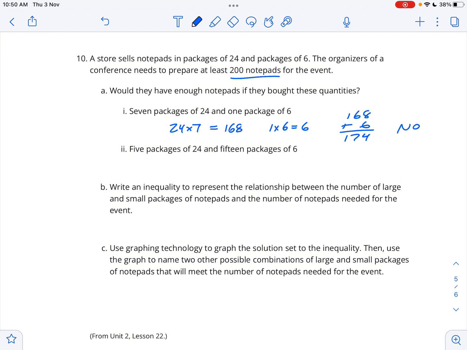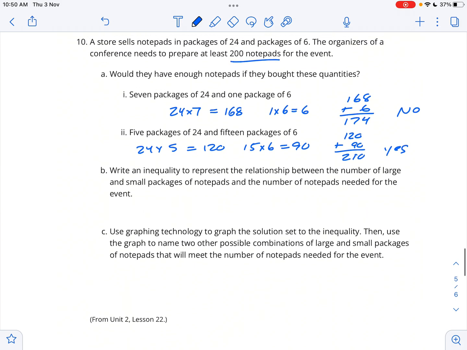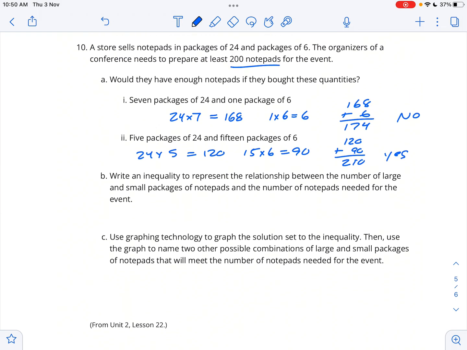How about 5 packages of 24 and 15 packages of 6? So 24 times 5 is 120. 15 packages of 6, 15 times 6 is 90. Add those together, we get 210, so the answer there is yes. Write an inequality to represent the relationship between the number of large and small packages of notepads and the number of notepads needed for the event.